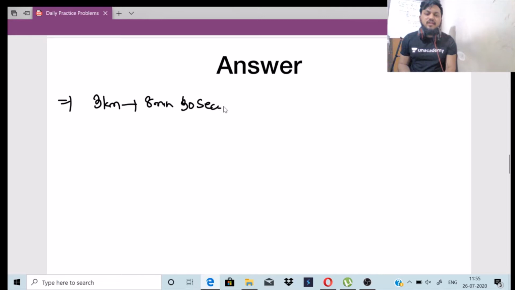8 minutes 30 seconds. So if I convert 8 minutes 30 seconds fully into seconds, how much will it be? 8 into 60 plus 30, right? 1 minute is equal to 60 seconds. So 8 into 60 plus 30 will be 480 plus 30, which is 510 seconds. So for 3 kilometers he takes a total of 510 seconds.